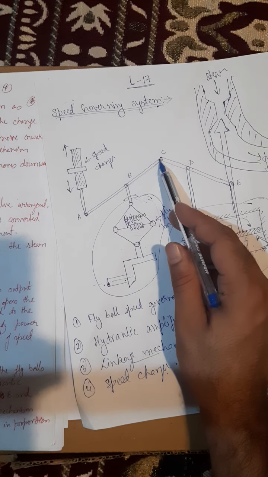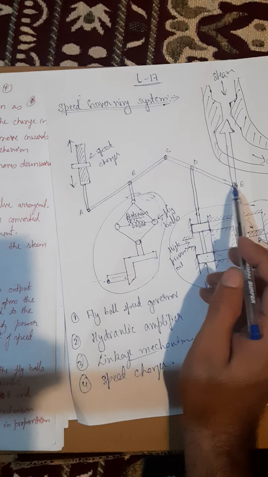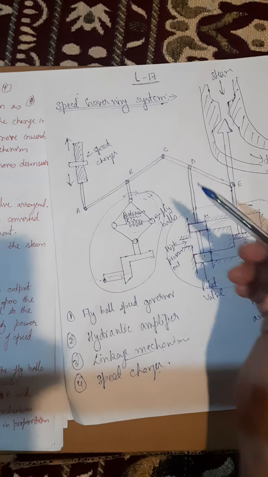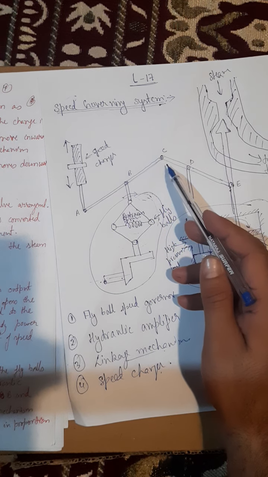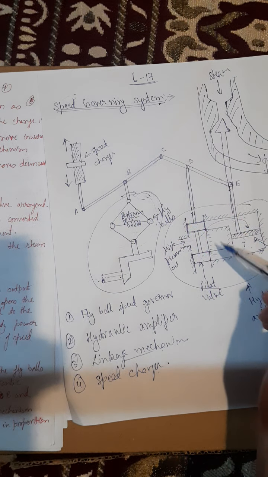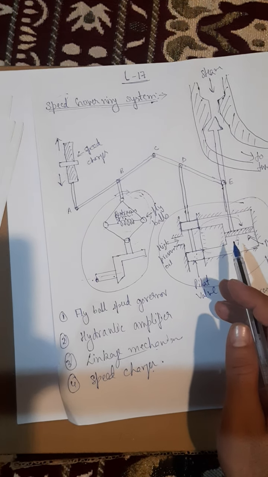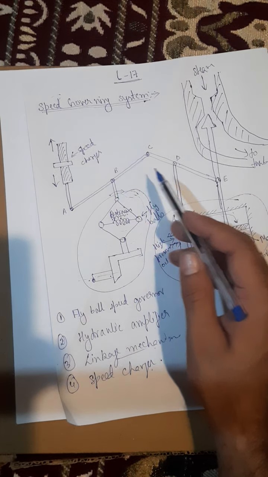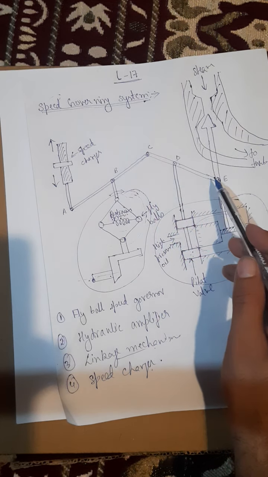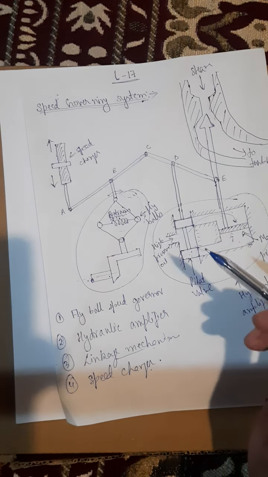So ABC is one rigid link, which is pivoted at point B, and CDE is another rigid link which is pivoted at point D. So the linkage mechanism will provide a movement to control the valve in proportion to the change in speed.